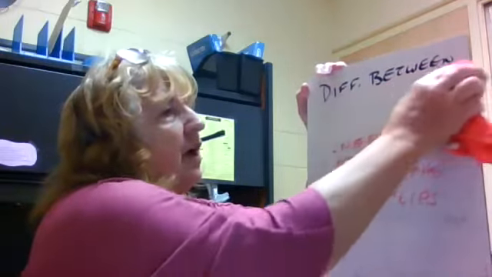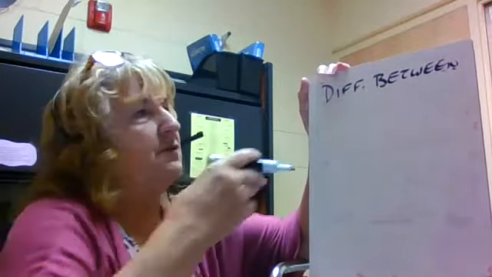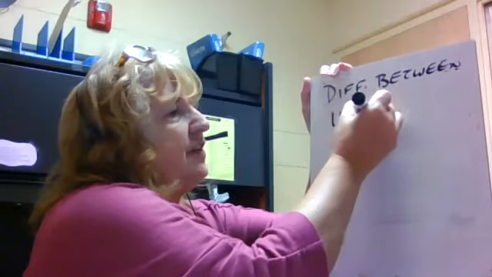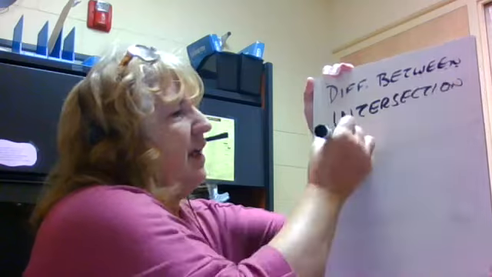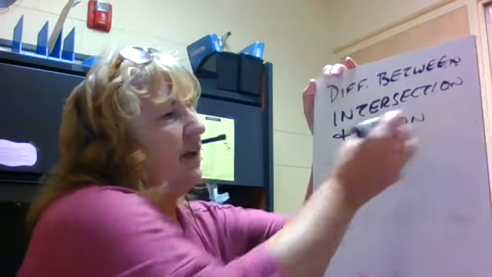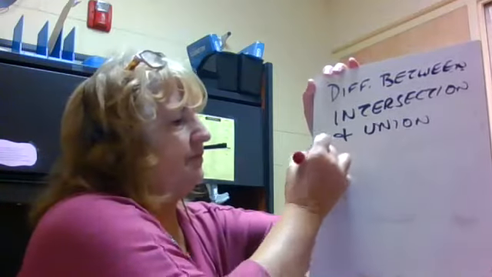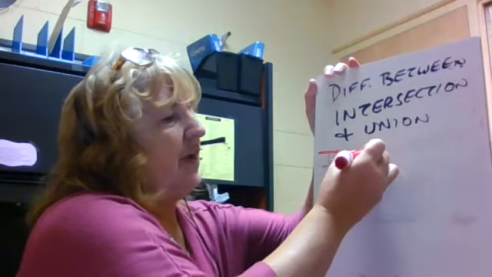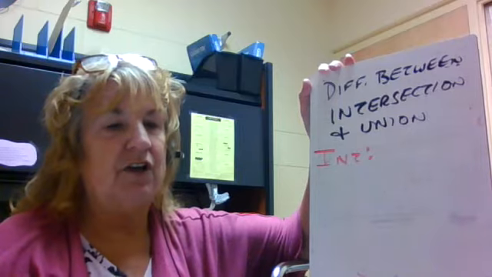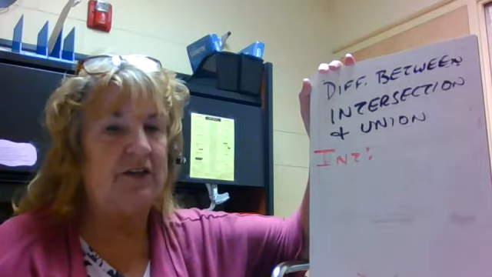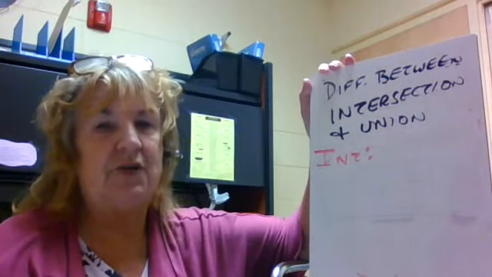Another difference short answer question that you may run across is, what's the difference between an intersection and a union? An intersection, remember, intersections are and problems. And when you're graphing, you're shading the area in between the two dots. Normally, 99% of the time, you're going to shade in between the two dots.